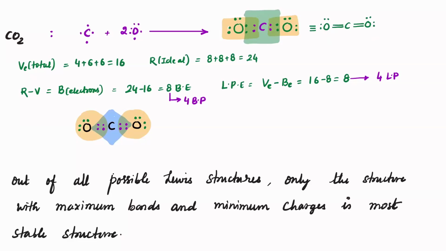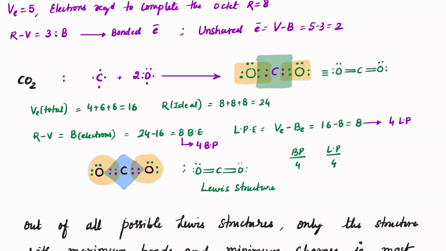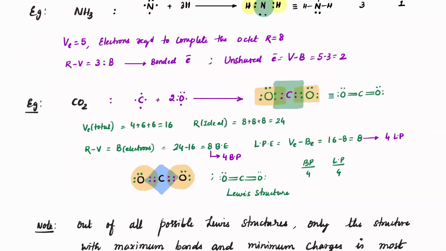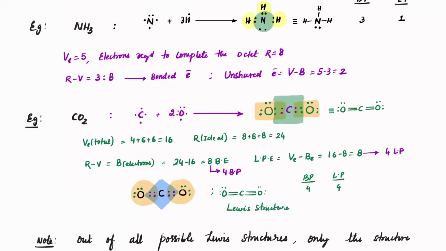So hence we'll get this as O double bond C double bond O. Put the lone pairs appropriately. So this will become the Lewis structure, also known as the bond line structure. The number of bond pairs is four, the number of lone pairs is four. This is the final one. All good?